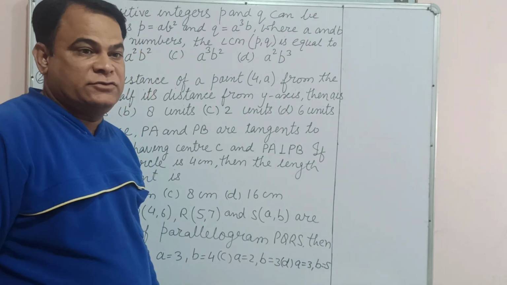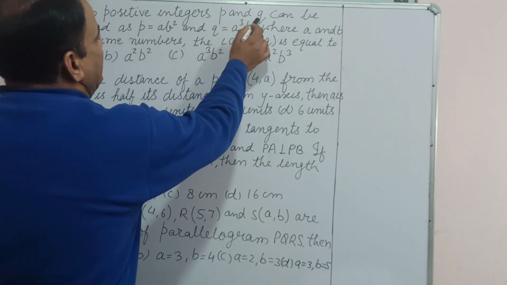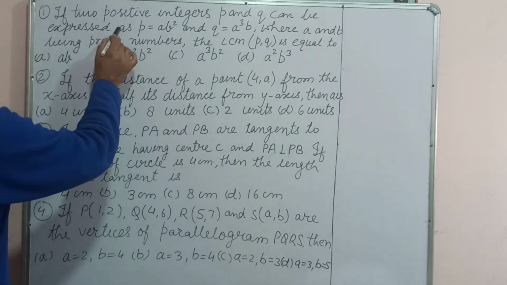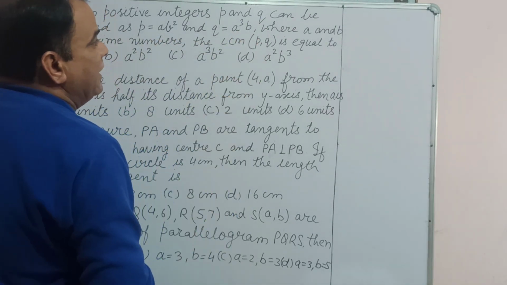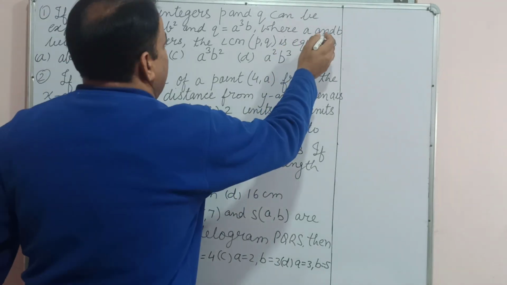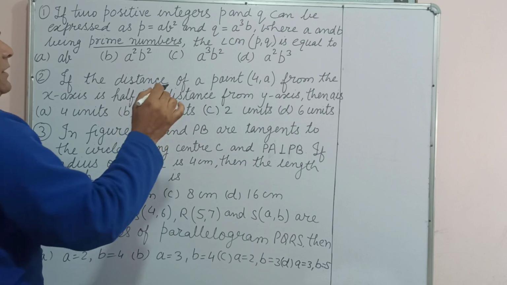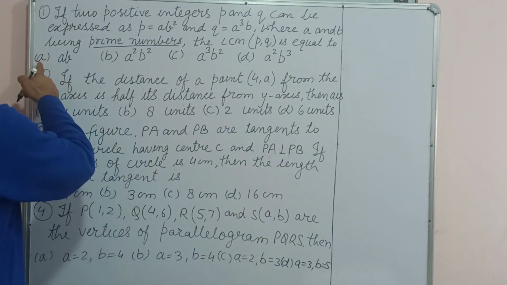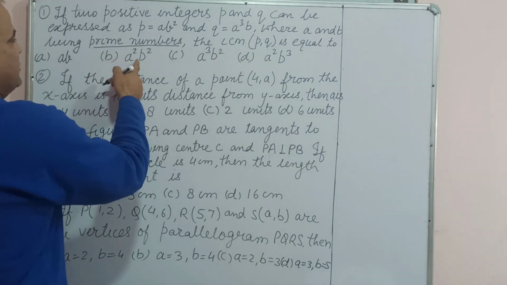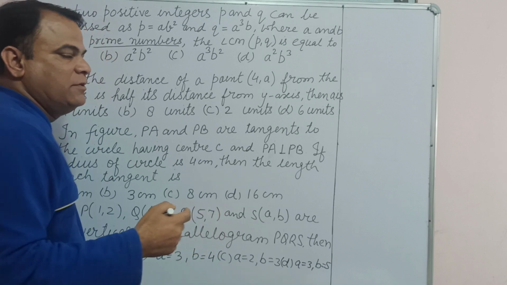Okay, now our first question is: if two positive integers p and q can be expressed as p equals a b square and q equals a cube b, where a and b are prime numbers, then the LCM of p and q is: a) a b, b) a square b square, c) a cube b square, and d) a square b cube.